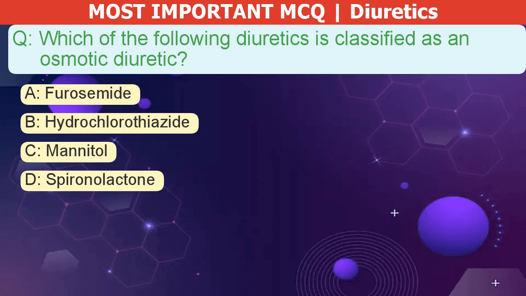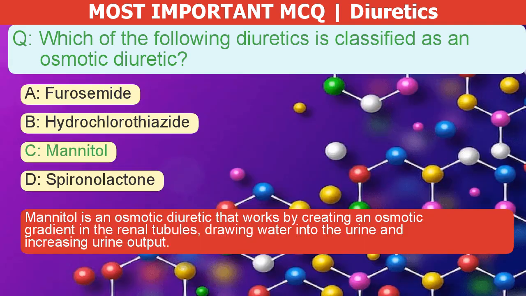Which of the following diuretics is classified as an osmotic diuretic? A. Furosemide. B. Hydrochlorothiazide. C. Mannitol. D. Spironolactone. The correct answer is C. Mannitol is an osmotic diuretic that works by creating an osmotic gradient in the renal tubules, drawing water into the urine and increasing urine output.